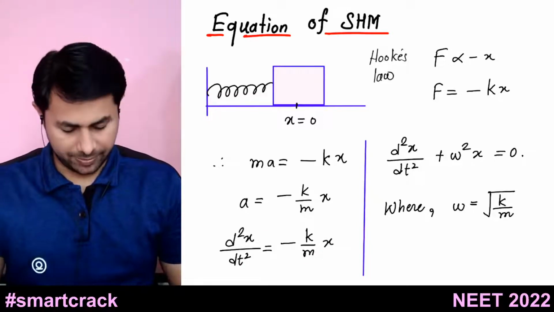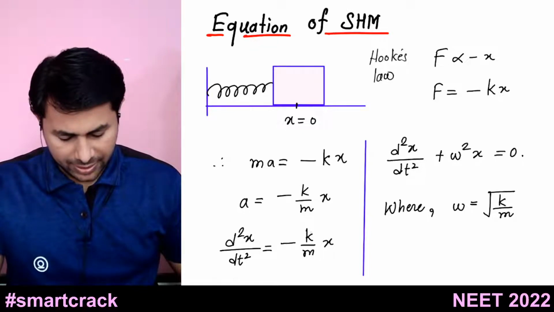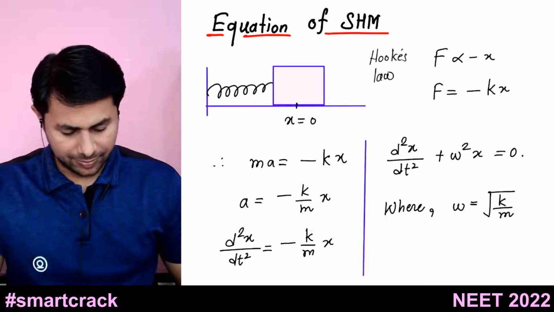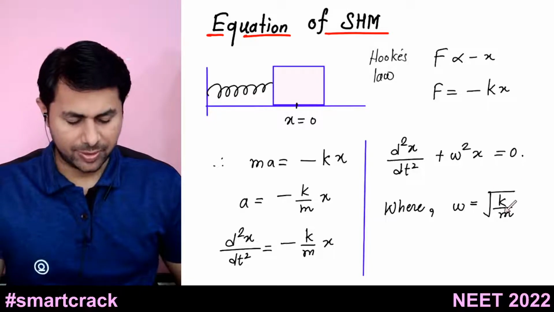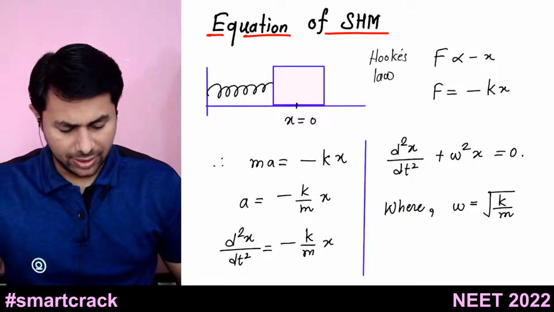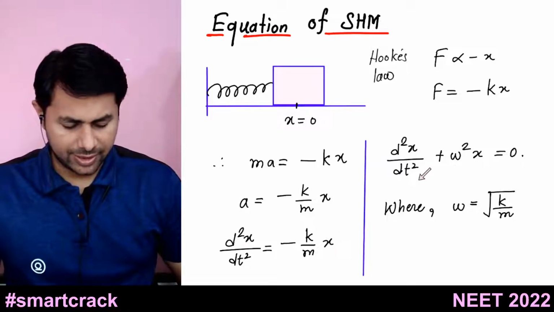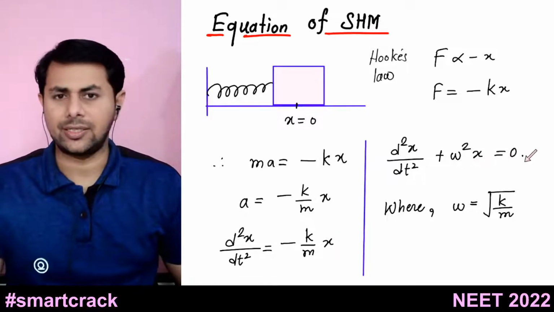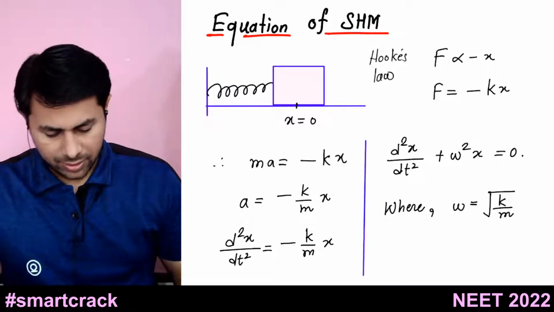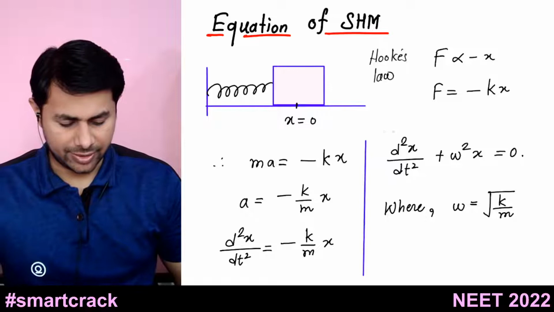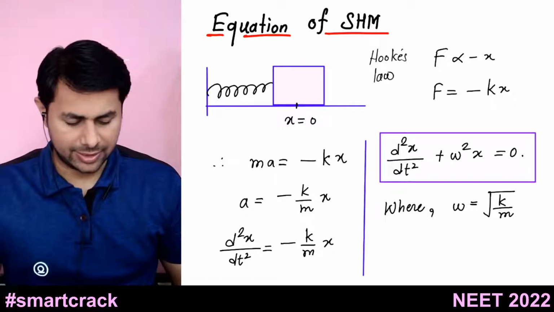This motion is known as SHM, and this is the equation of simple harmonic motion. After that you substitute k upon m equals omega square, or omega equals square root of k upon m, in this equation, and you take this term on the left hand side, so you get d2x by dt square plus omega square x equals 0. Now most of this chapter is based upon the solution of this equation, the solution of the equation of SHM.